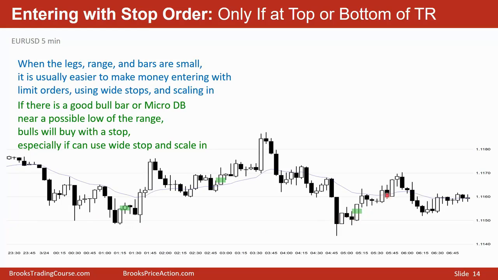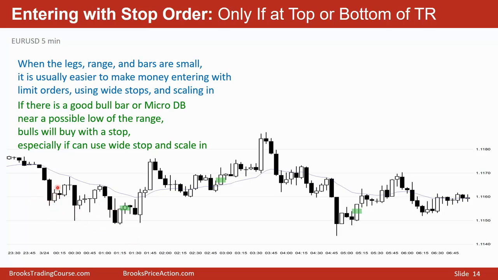It's okay to take stop entries, especially at the bottom of the range. For example, a second entry. When we went down, reversed up, reversing up a second time, this is a reasonable stop. Here, we're likely to get a second leg up, bull breakout, and now we get a double bottom bull flag. That would be a stop entry buy.